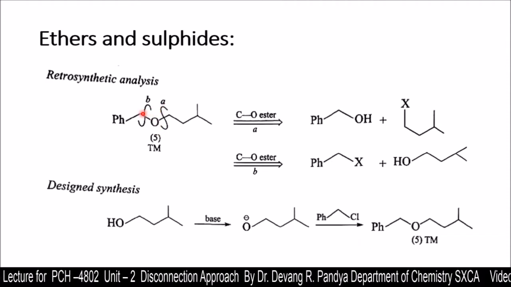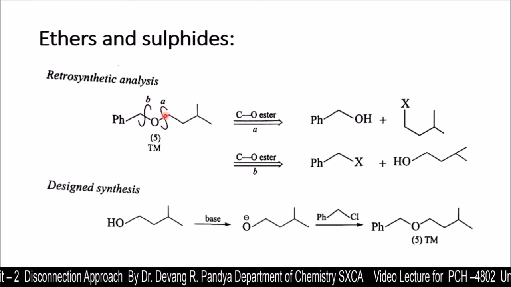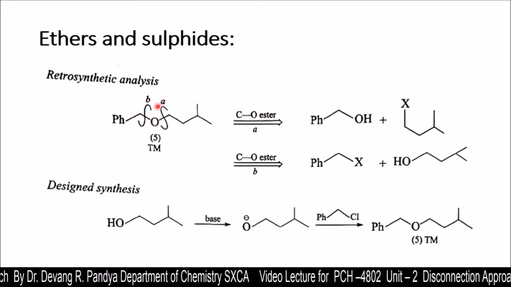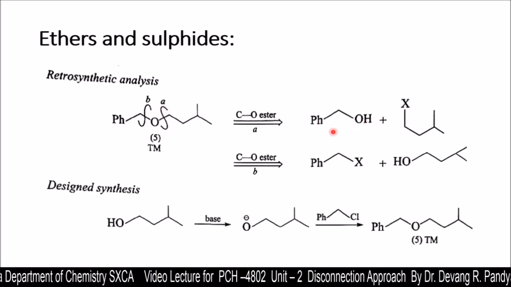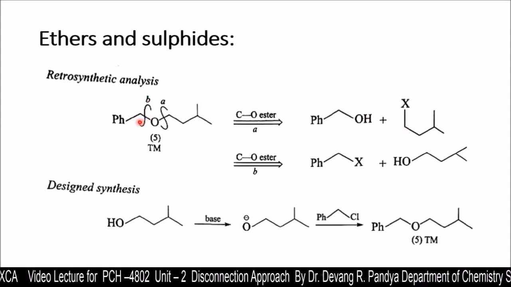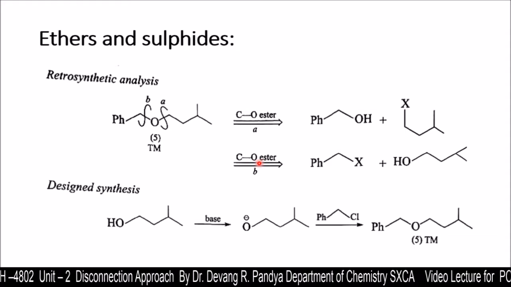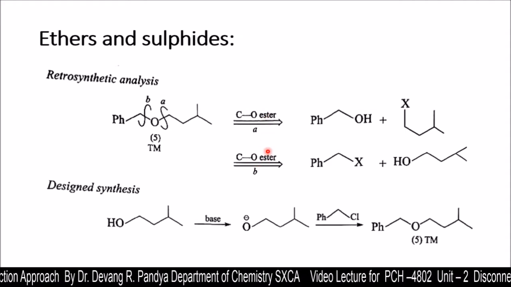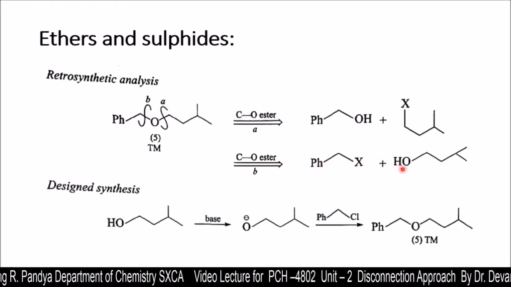We have these 2 routes. In route A the halide is more reactive, yet we are going to decide on route B. When we disconnect from route A, we're going to get these two synthetic equivalents, and if we use route B, it gives our ether. Not ester, it was written by mistake as an ester, it's ether. We're going to get these two synthetic equivalents.